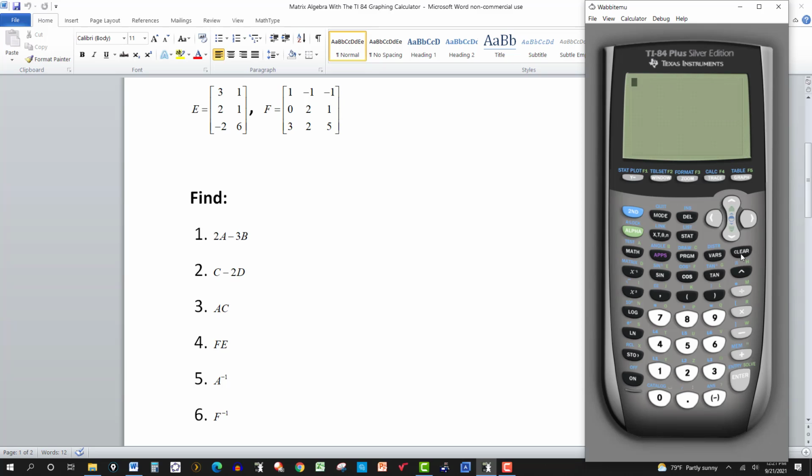Let's clear this. Now, for number 5, we want A inverse. That's what it means. A to the negative 1 in matrix notation means we want the multiplicative inverse of matrix A. Kind of like with numbers. If I say, what is the multiplicative inverse of 2? It would be 2 to the negative 1, or 1/2. 2 times 1/2 is 1. Gives you the identity matrix for multiplication. The identity for multiplication with real numbers is the number 1.